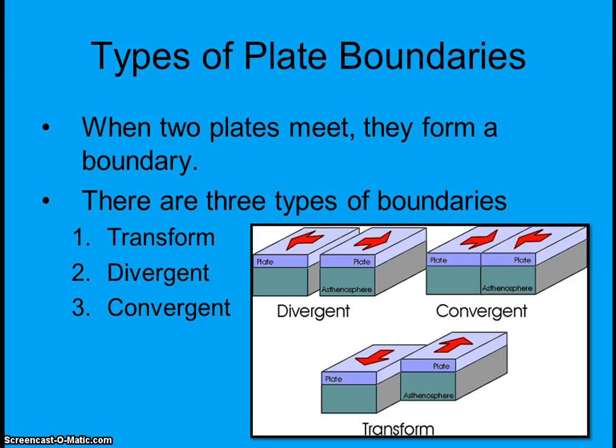So we have 3 different types of plate boundaries. There are 3 different options that 2 plates can do when they're next to each other. As the asthenosphere moves, those 2 plates can either slide past each other as in a transform boundary, or they can pull apart at a divergent boundary, or they can push together at a convergent boundary. So we're going to look at each one of those types of boundaries specifically, starting with the transform boundary.